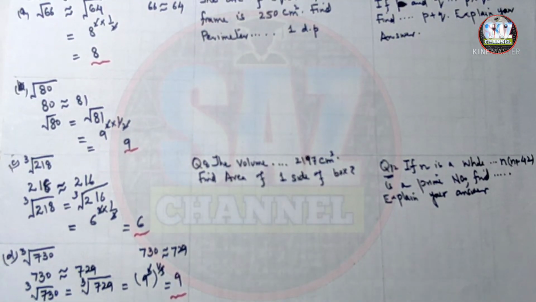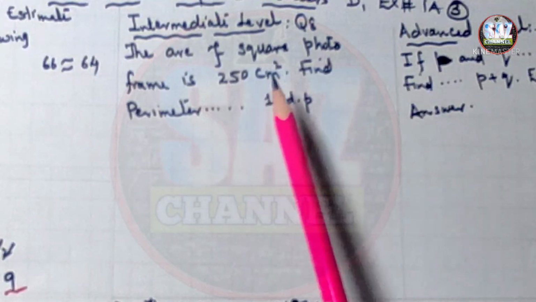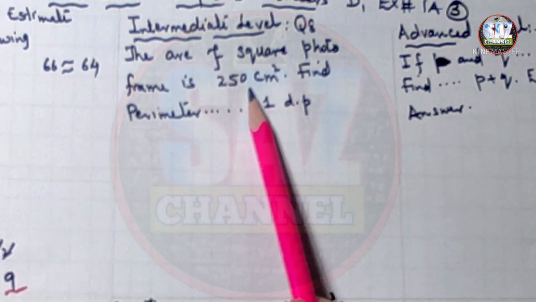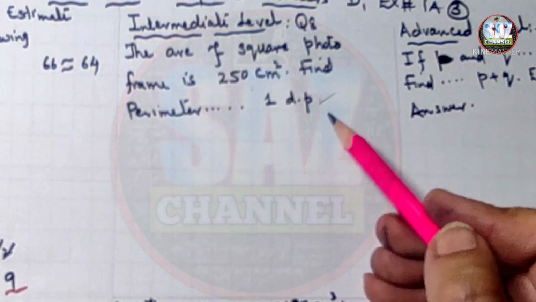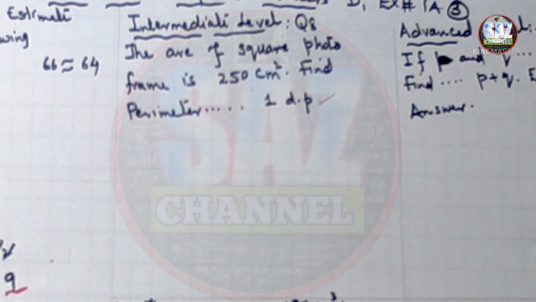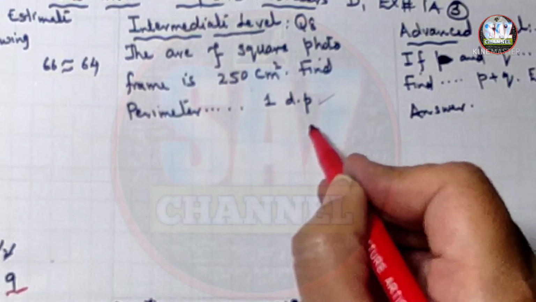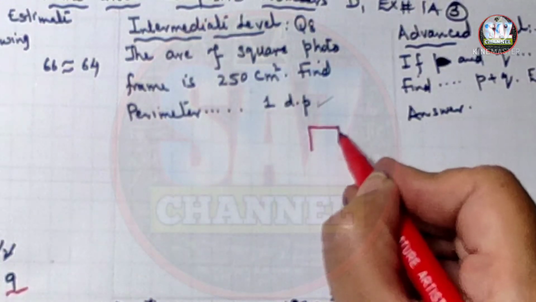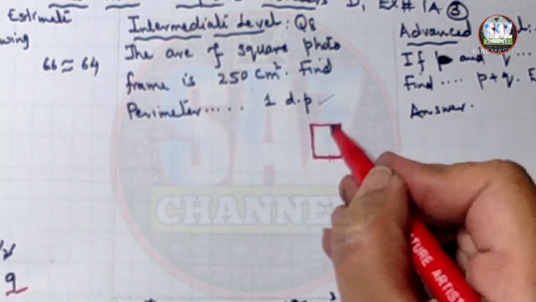Moving to the next question, let me read the question. It says that the area of the square photo frame is 250 centimeter square. Find the perimeter of the photo frame, leaving your answer correct to 1 dp. Here the information is given about the area of the square photo. Recall what geometrical shape a square is, and what the quality of a square is: it has all length and width the same.